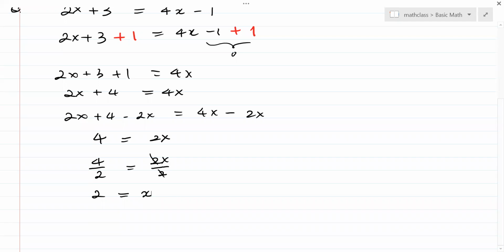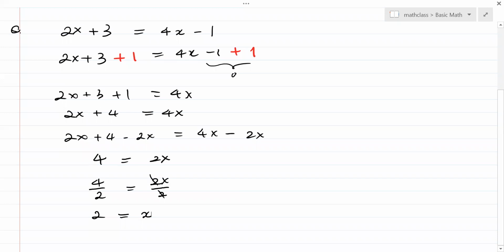So 2 equals x. We explain why we have to change the sign when you move a term from one side to the other: because we cancel that term by adding the opposite sign of the term to both sides. That's the reason. After that, we don't keep saying add a term to both sides; we just say move one term to the other side.